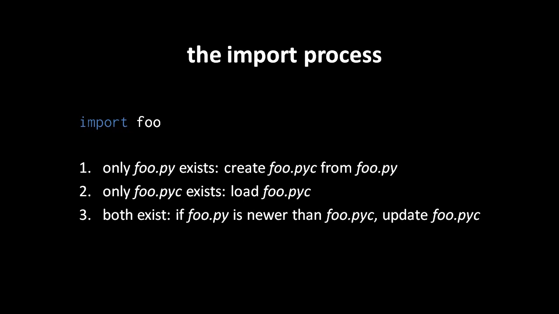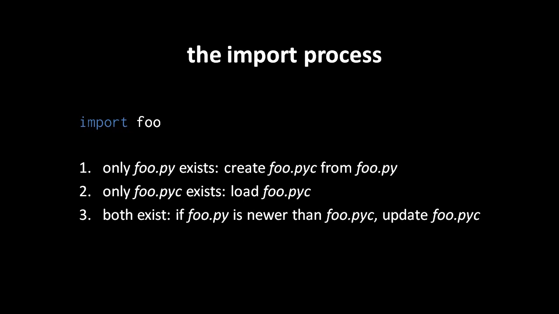There's the case where only foo.py exists, the regular source file. Then there's the case where Python only finds a file named foo.pyc and no corresponding foo.py file, and this situation might occur because someone could create a Python program and only distribute the pyc files rather than the source code. And then there's a third scenario where both files exist, where Python finds both foo.py and foo.pyc.